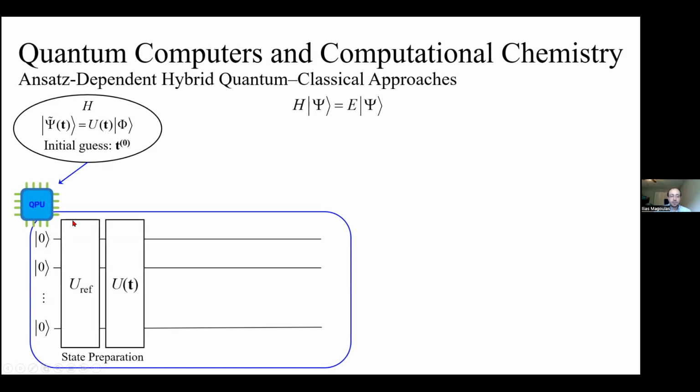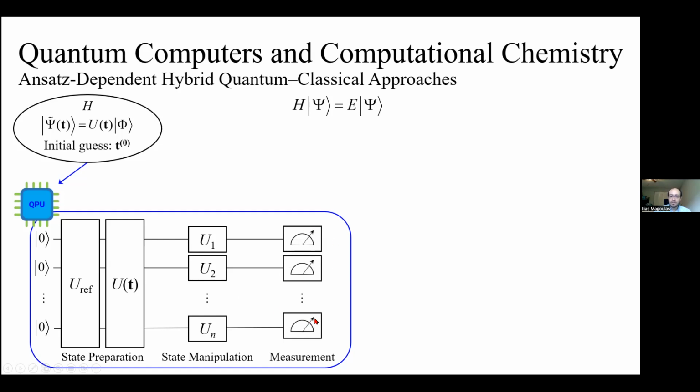So the first step is for us to realize the trial state on the quantum device. First, we apply a unitary operator U_ref that will rotate the 0 state into our reference state. And then we apply the unitary U_t that will rotate phi into our trial state. Once this trial state is realized on the quantum device, we can perform various unitary manipulations to it. And then we will perform some measurements.